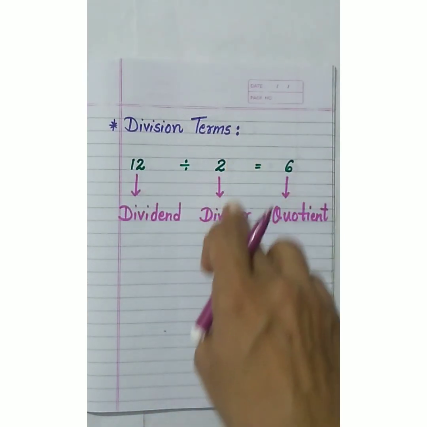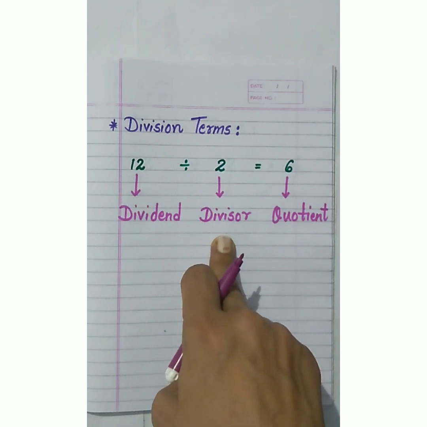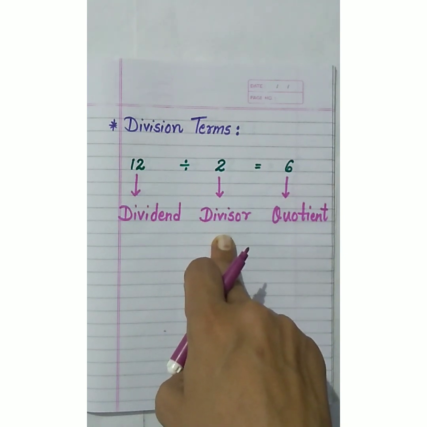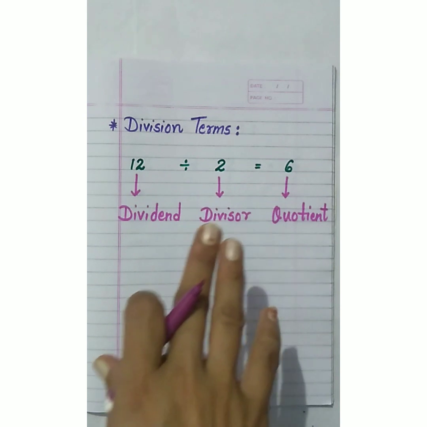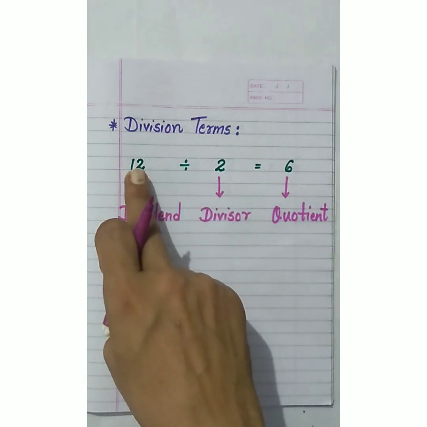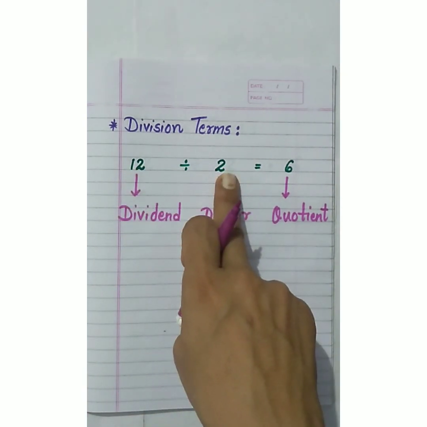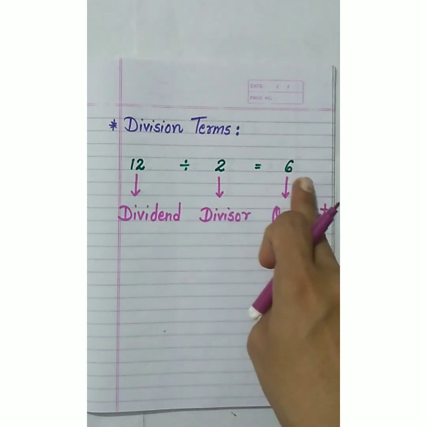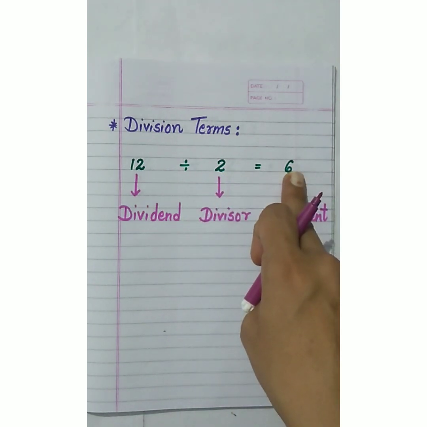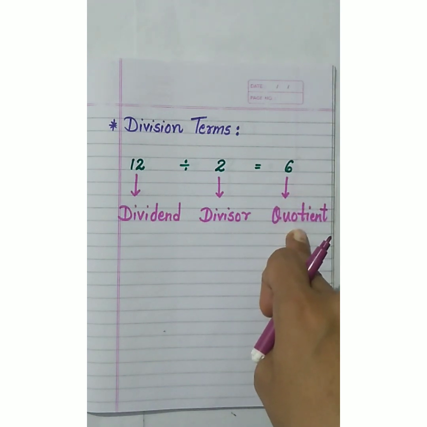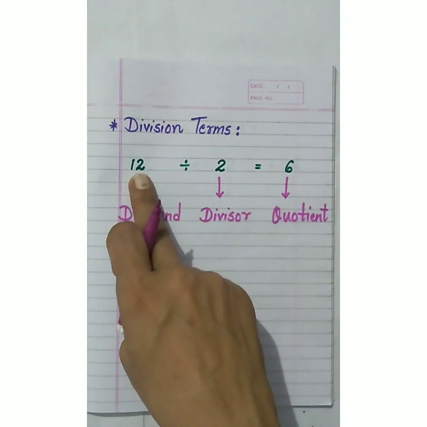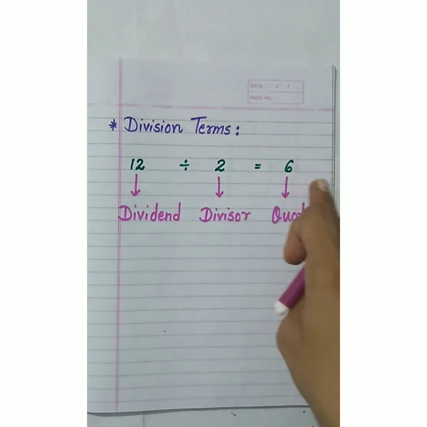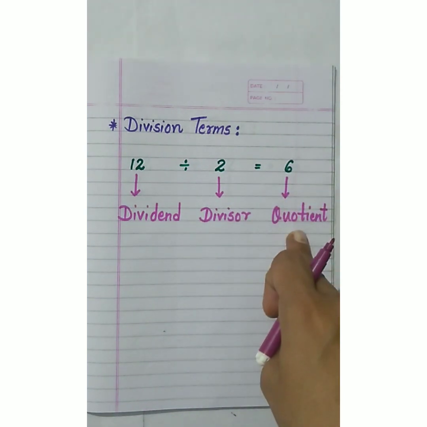Now 2 is our divisor. The number by which we divide is called the divisor. Here we will divide 12 by number 2. So 2 is our divisor and the answer we obtain is called the quotient. So here after dividing 12 by 2 we get 6. So 6 is our quotient.